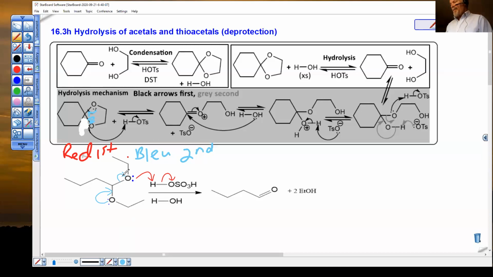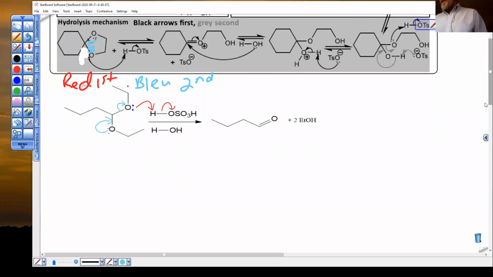So right now I've accounted for one ethanol that I see over here. There's two when I'm done, and one of them goes right here right now. We've generated this species here: an oxonium, an activated oxonium. Activated for what? For attack by a poor nucleophile.